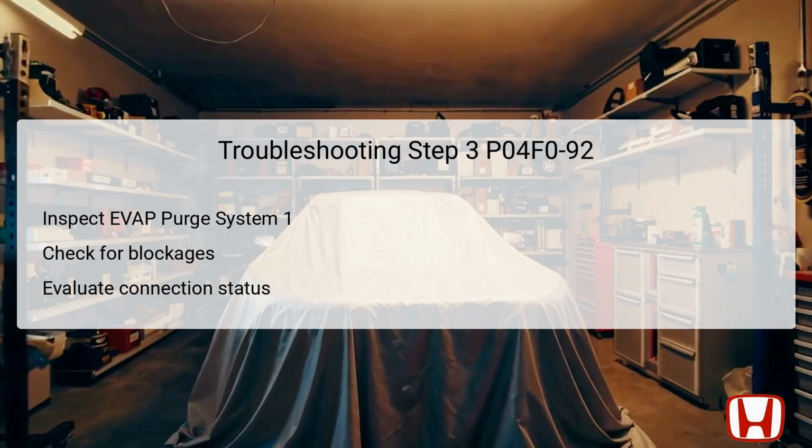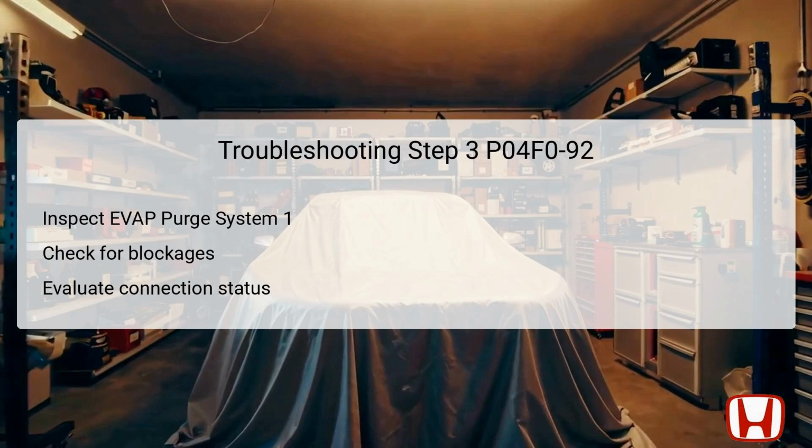In this step, focus on the inspection of EVAP Purge System 1. Begin by checking for poor connections and any physical blockages, restrictions, or leaks within the components of this system.